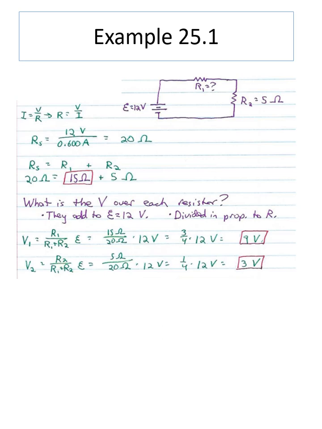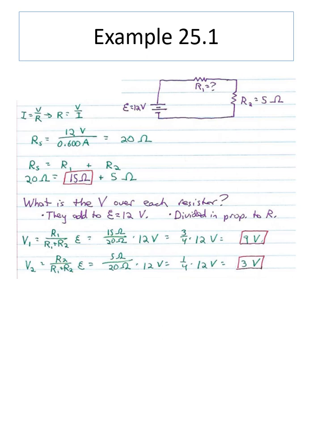Let's do an example in the book, example 25.1. It says a light bulb with resistance 5 ohms is designed to operate at a current of 600 milliamperes. To operate this lamp from a 12-volt battery, what resistance should you put in series with it?